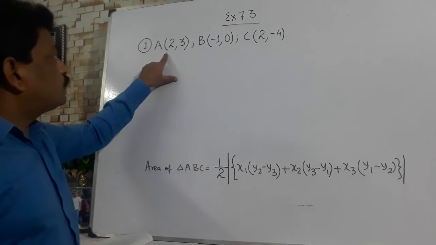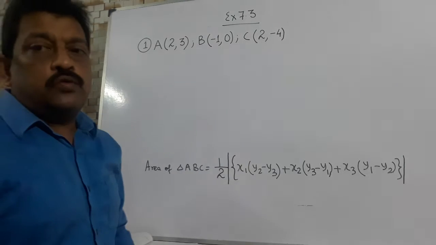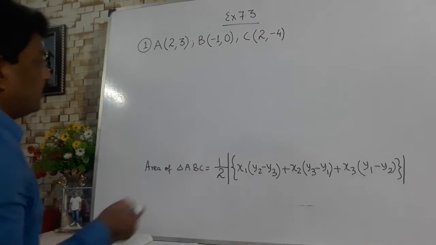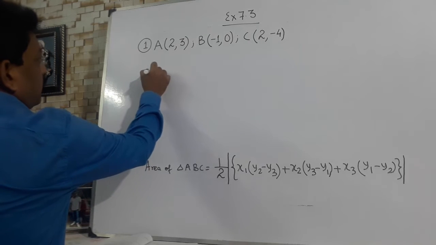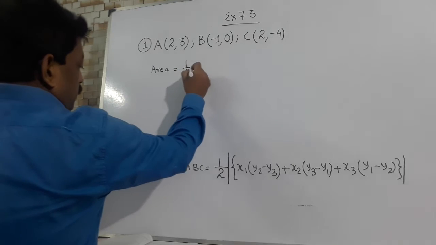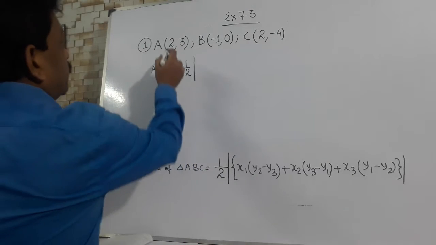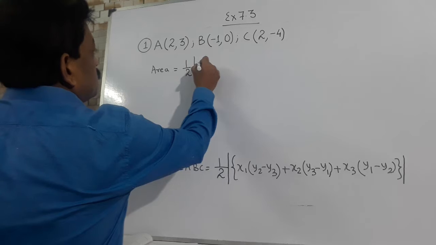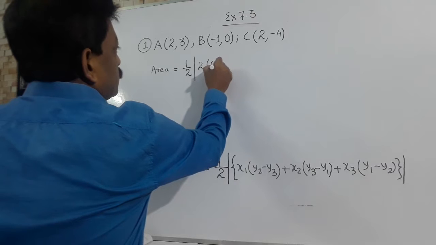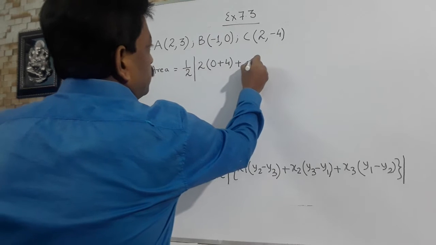Three points whose coordinates A (2, 3), B (minus 1, 0) and C (2, minus 4) are given. We have to find the area of the triangle using these coordinates. So here area equals to half, then modulus sign, and then the coordinate of x1 is 2, y2 minus y3, 0 minus minus 4, so 0 plus 4, plus x2 that is minus 1.